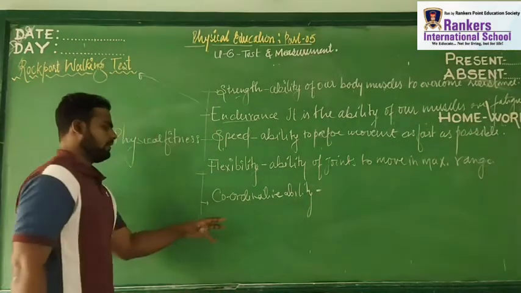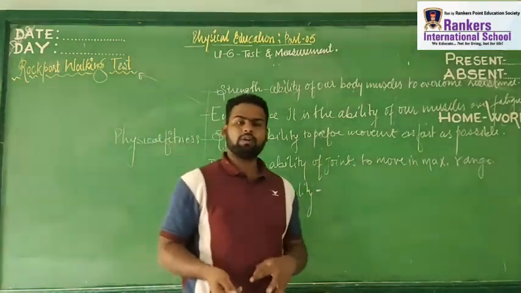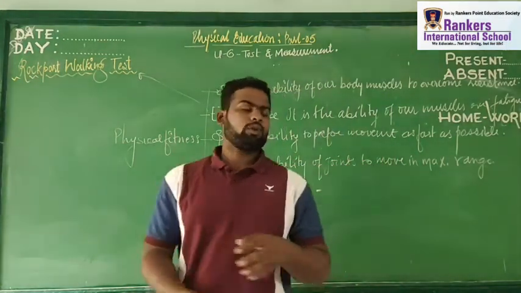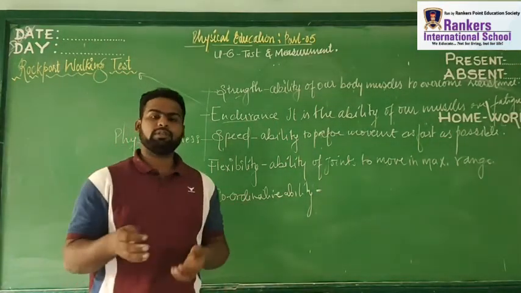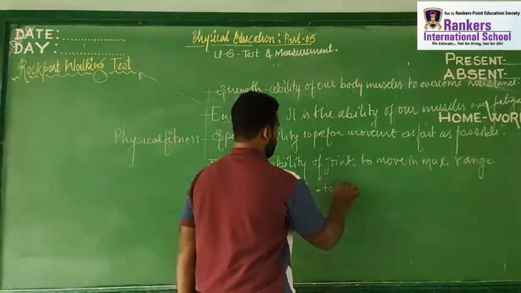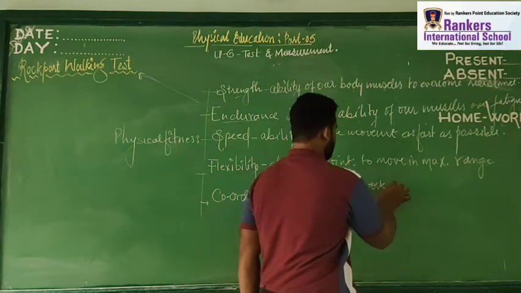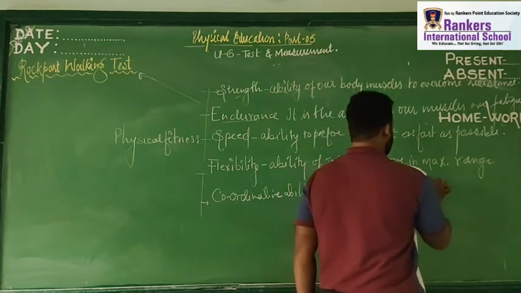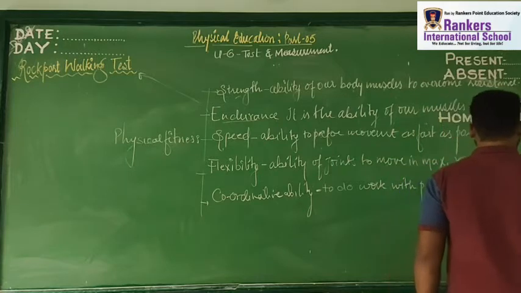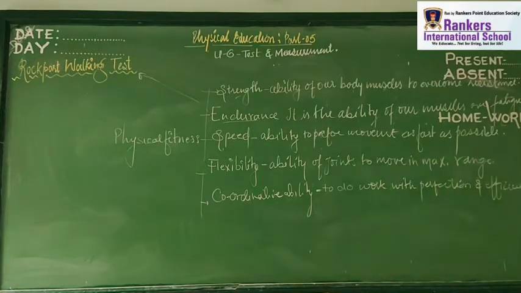What does it mean, the coordinated activity? It means coordination between various body organs, coordination between various motor activities while performing anything, while performing skills, etc. So coordination or coordinative abilities, that ability which enables an individual to perform work with perfection and efficiency. Right? So I hope you must have cleared about these five things, that is the strength, endurance, flexibility, speed.